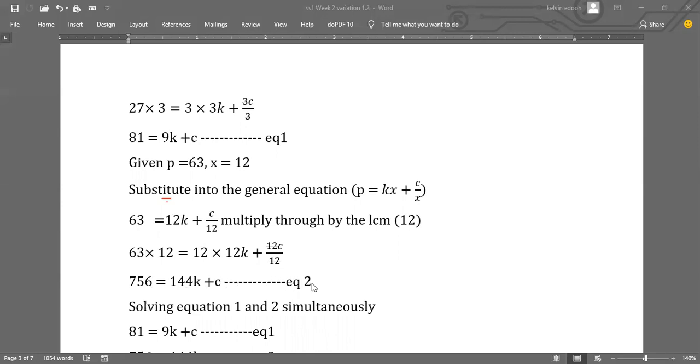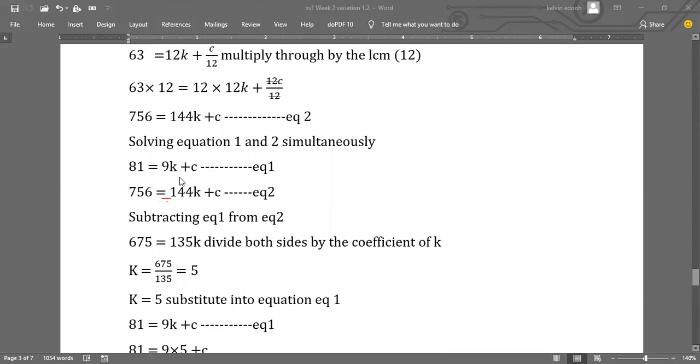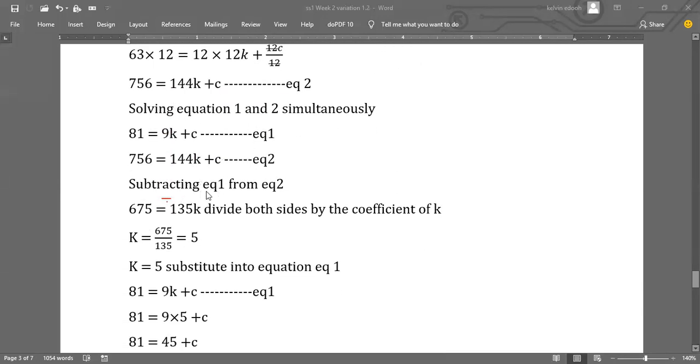So this is equation 2. The next thing now is to solve the two equations simultaneously. Remember, we subtract equation 1 from 2, just to have a positive result. You can decide to subtract equation 2 from 1, and you still get the same result. So 756 minus 81 gives 675 equals 144K minus 9K, that gives us 135K. And C minus C cancels out.